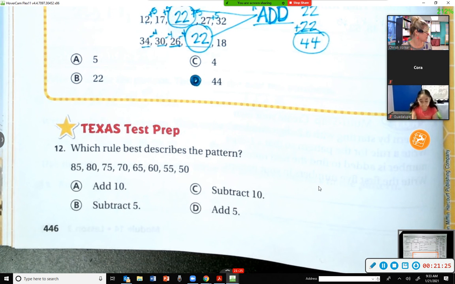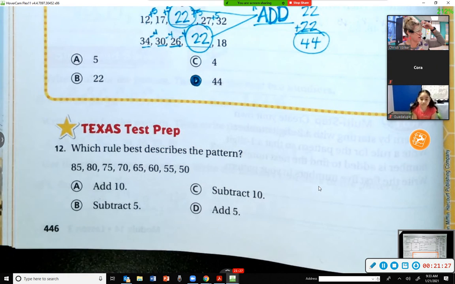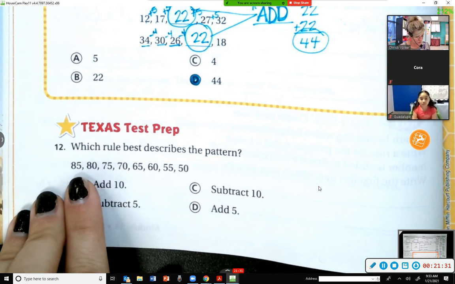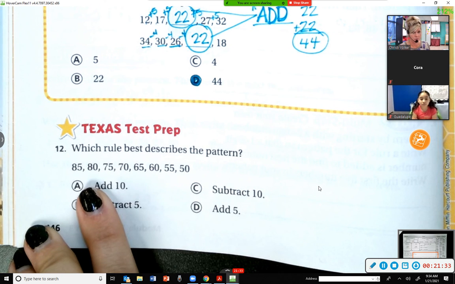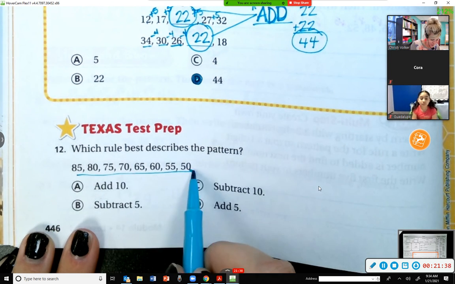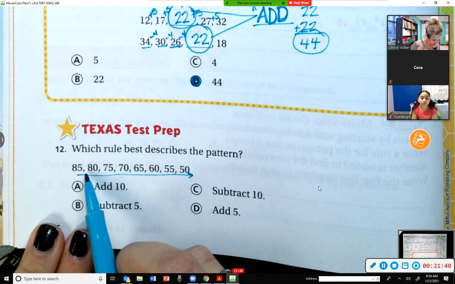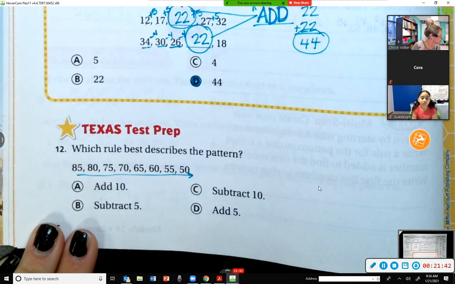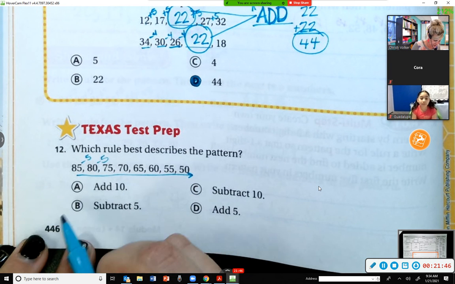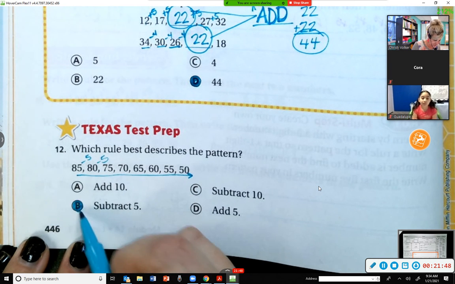Okay, last one, number 12. Which rule best describes the pattern? Oh, they made it too easy on y'all. So what is going on here? They're subtracting. Subtracting, good, because it's getting lower as we go to the right. And it's getting lower by how much? 5. So subtract 5 each time. B was the correct answer.